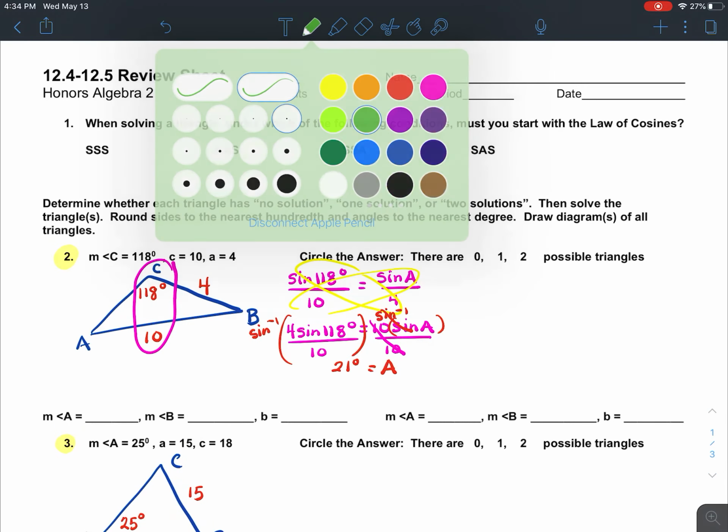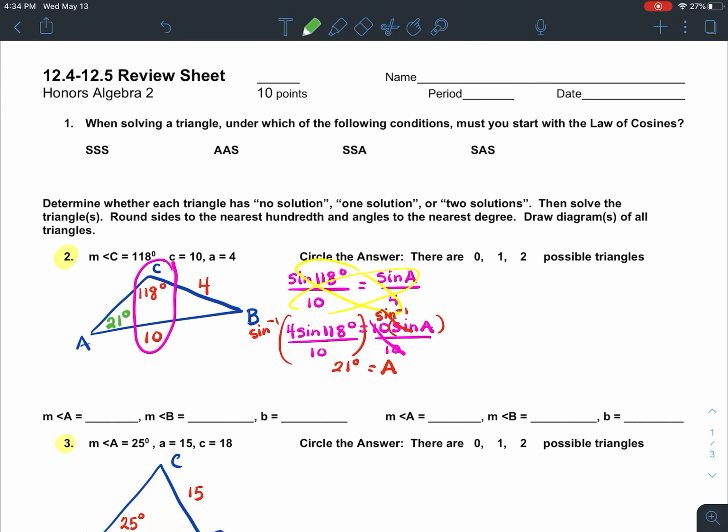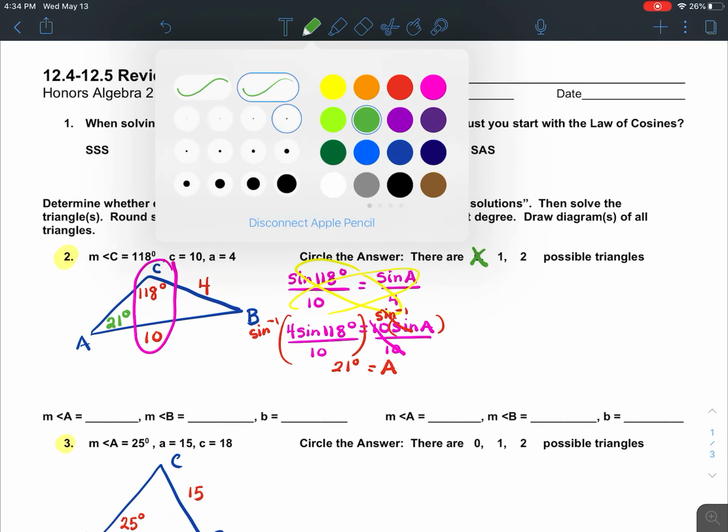Okay, so if we put 21 degrees in here for angle A, first and foremost, we can definitely eliminate that there are no triangles possible, because anytime that is your answer, you get an error when you type this into your calculator. And we didn't get an error. We got an answer, 21 degrees. So the question is, is this the only triangle, the one I have drawn here, that's possible? Or is there actually a second triangle that's possible?